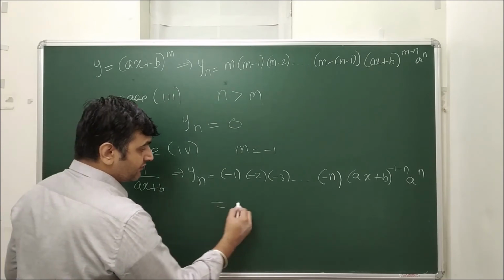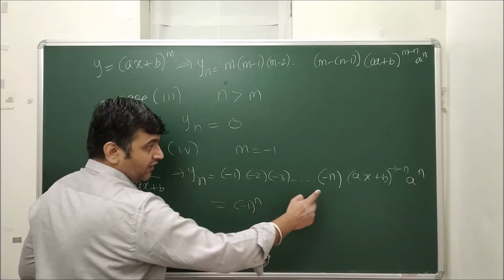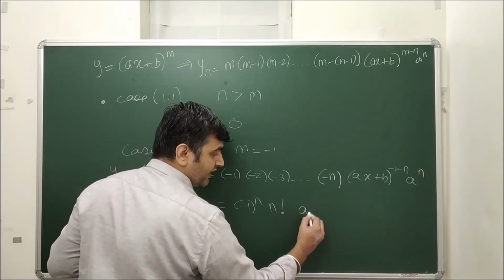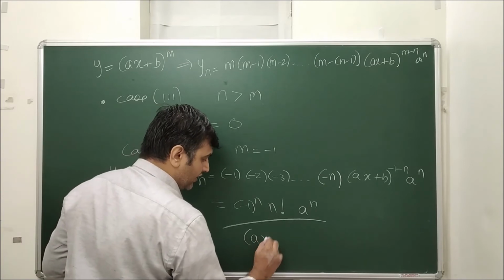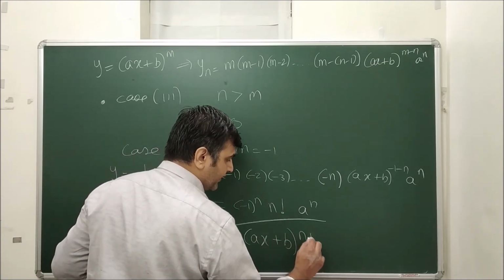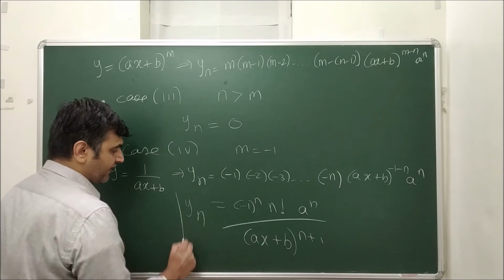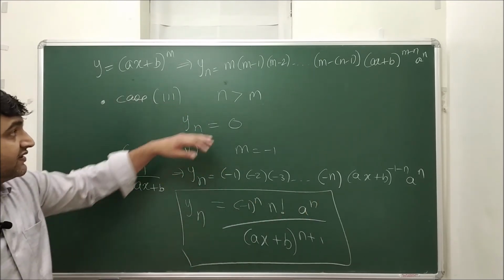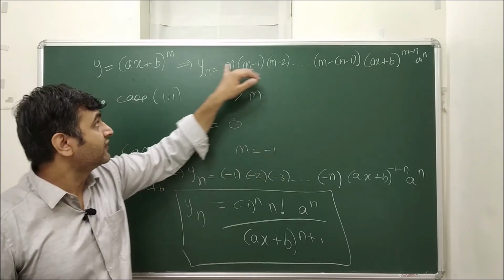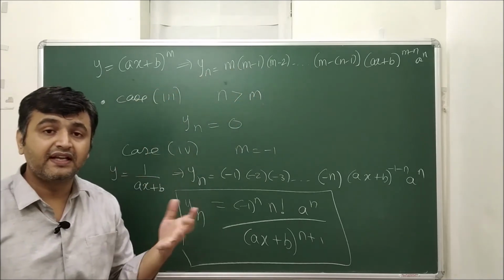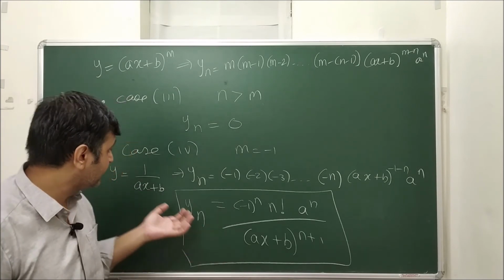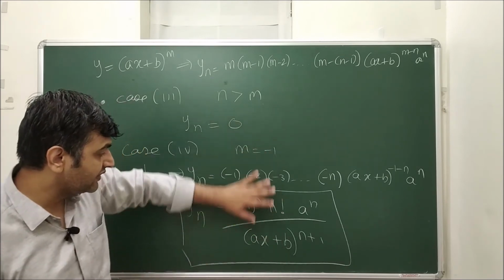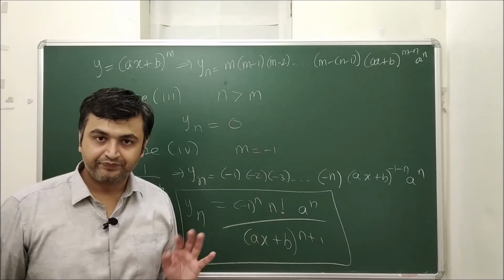So what is this? Minus is coming n times, and the product of the first n numbers is n factorial. So it is minus 1 raised to n, n factorial a raised to n upon (ax plus b) raised to n plus 1. So this is the formula of yn when your m is minus 1. This is a very general nth order derivative for this function. But when we have a nice condition on m, n, a and so on, then we have very nice formulas. That's the conclusion one can have from this formula.